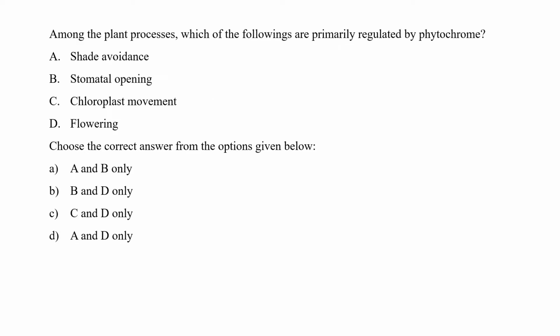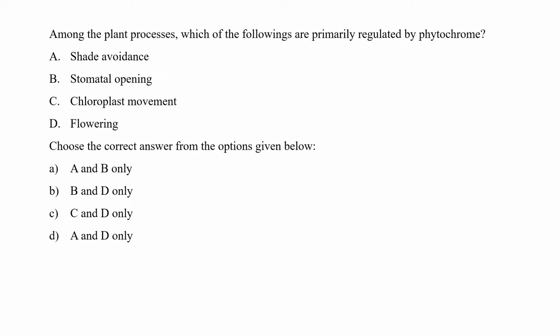The next question is, among the plant processes, which of the following are primarily regulated by phytochromes? A. Shade avoidance. B. Stomatal opening. C. Chloroplast movement. And D. Flowering. Phytochrome is a blue proteinaceous pigment that occurs in two interconvertible forms. PR absorbs red light and PFR absorbs far red light, which is an active form of phytochrome.